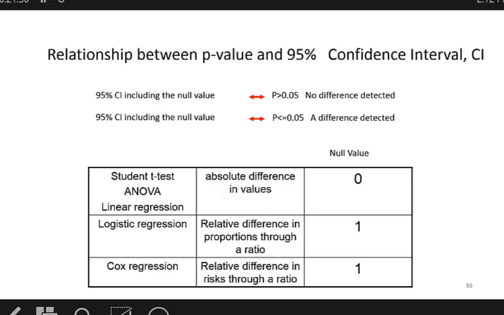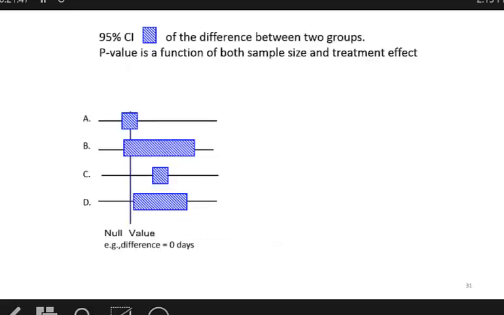But if you look at the ratio, odds ratio, or relative risk, or hazard ratio, what is the null value? 1. Okay. So then you judge whether the 1 is sitting within the confidence interval or not. So if you have a confidence interval, you don't really have to show the p-value.